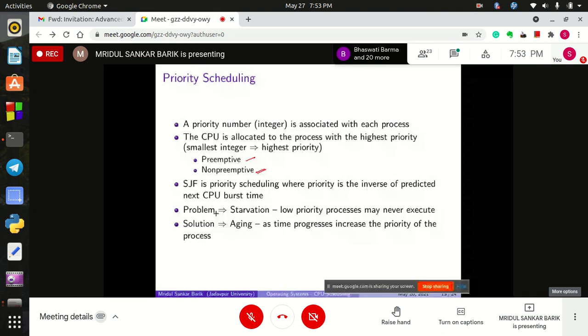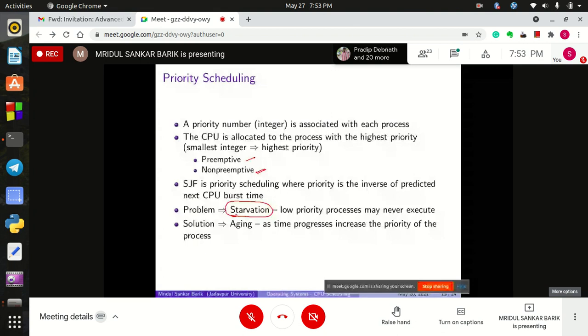The problem with priority scheduling is that there may be a condition called starvation. A low priority process never gets a chance to execute. Assume that we have a low priority process, but there is a constant supply of high priority processes. All those high priority processes are getting scheduled, that means they are given the CPU, but the low priority process is not getting a chance to get the CPU. In that case, we call it starvation.